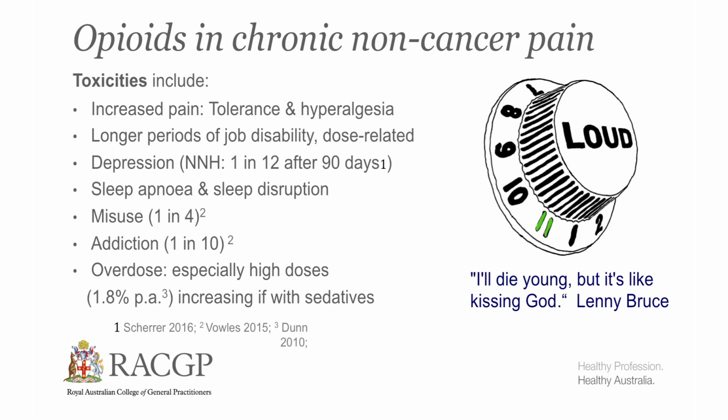But if you're looking at people on over 120 morphine milliequivalents, it's something like 1.8% per annum will have hospitalization or hospital presentation for overdose. And that rate is increased quite dramatically if people are using benzodiazepine or Z drugs at the same time.